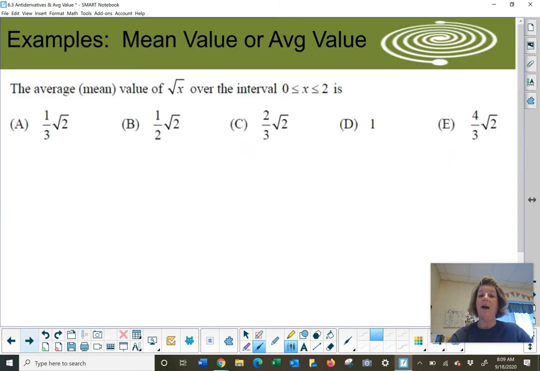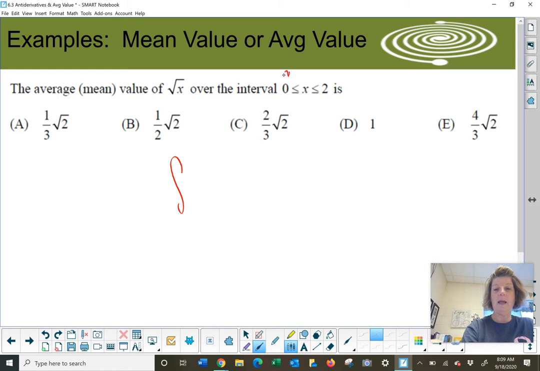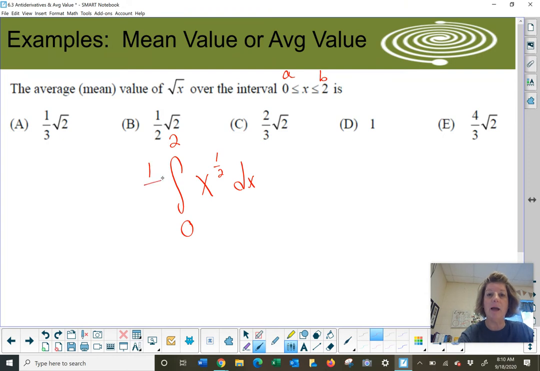So the average value of square root of x over the interval 0 to 2 is, well, let's set it up. We know that our a and b are there. So from 0 to 2 of x to the 1/2 dx. And I want to make it an average value, so I'm going to multiply by 1 over b minus a. And that's going to get me my average value. And let's integrate, so we'd have a 1/2. The integral would look like x raised to the 3/2.